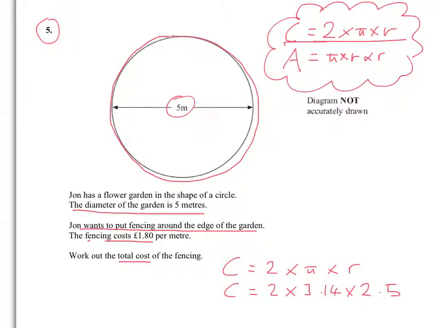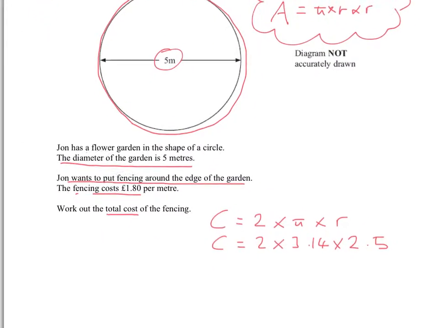So 2 times 3.14 times 2.5. I think that's a case of using the calculator this time. So 3.14 times 2.5 times 2. And my calculator is giving me 15.7 for that. So my circumference is 15.7 metres.